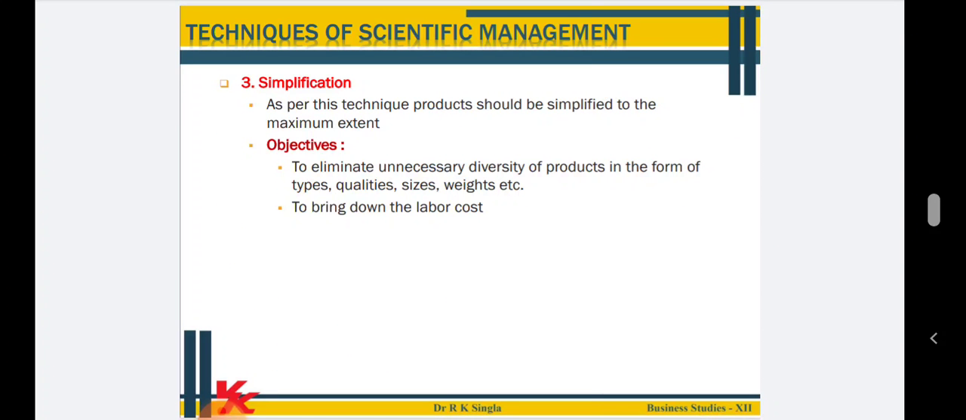You should make your organization as simple as possible so that you will get maximum benefit, you will get maximum profit out of it. Then, to bring down the labor cost. So what is the main objective of simplification? That you have to minimize your cost, whether it is labor cost, maintenance cost, or raw material cost. So your process should be as simple as possible.